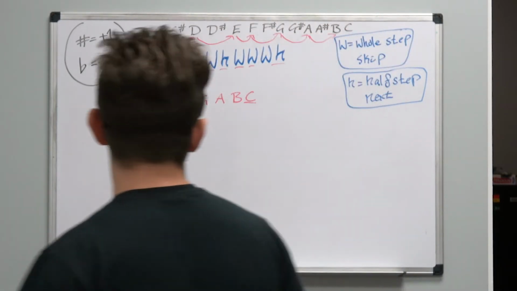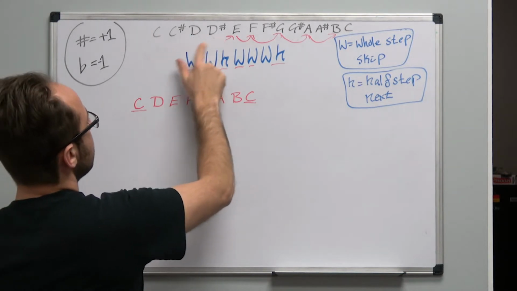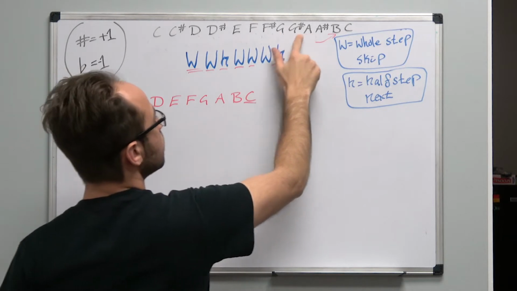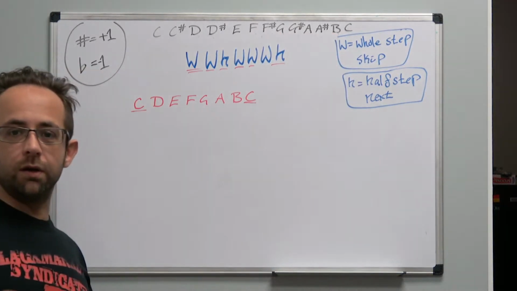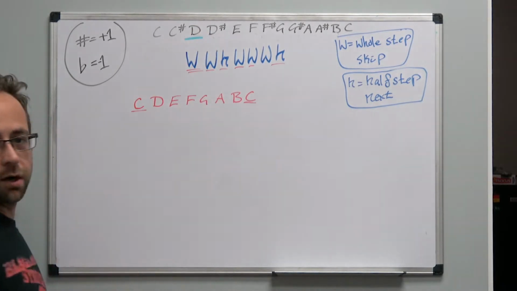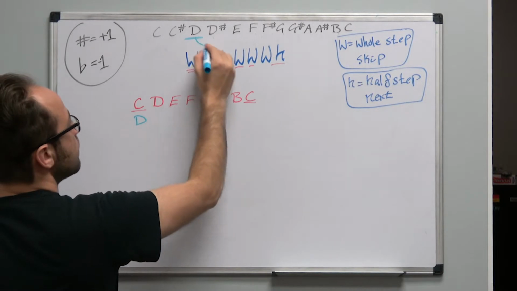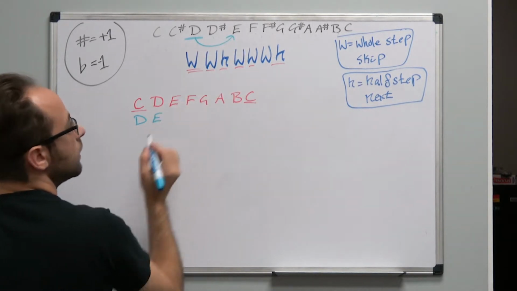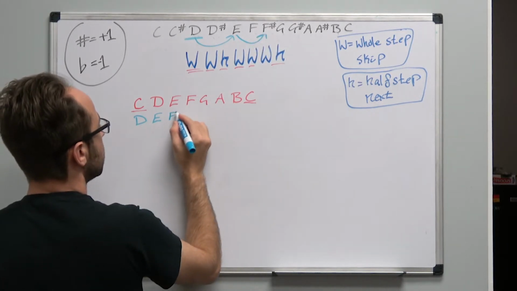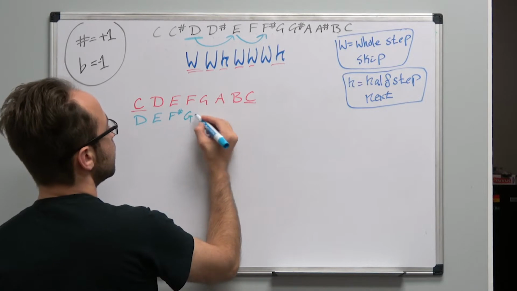All right. Now, the neat thing is that we can take this same pattern, whole, whole, half, whole, whole, whole, half, and we're going to do the same thing, but this time, instead of starting on C, we're going to start on D. So, D, do a whole step, we land on E. E, we do a whole step, land on F sharp. F sharp, we do a half step, we land on G.